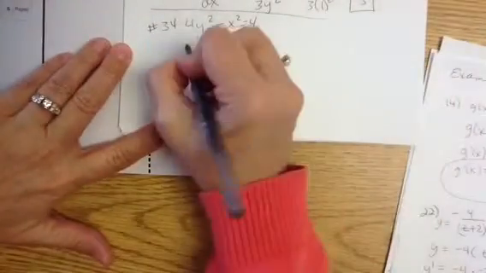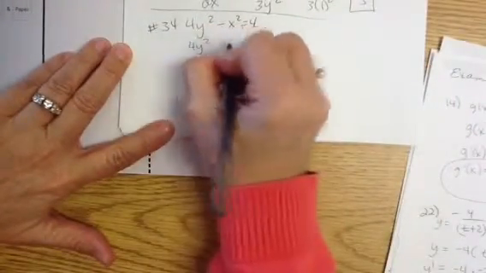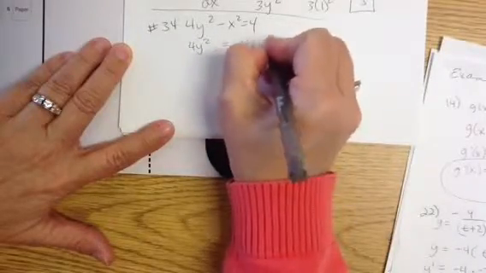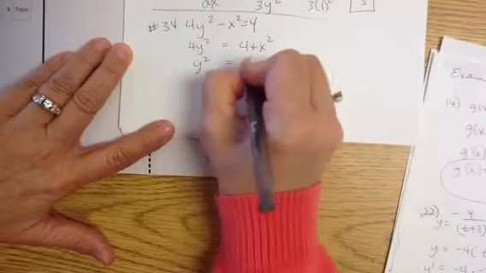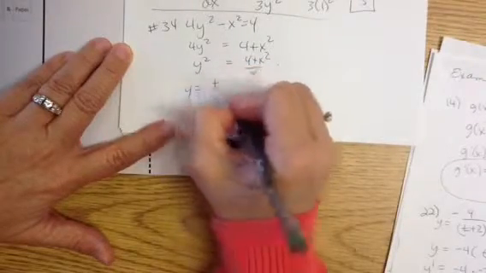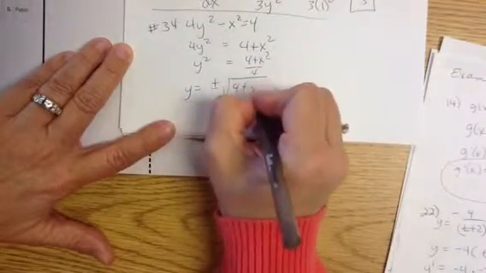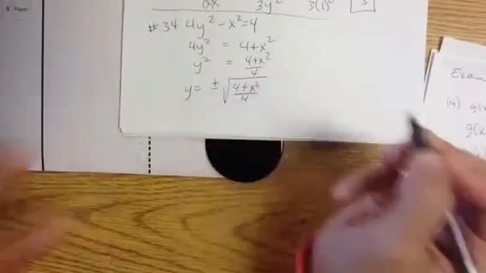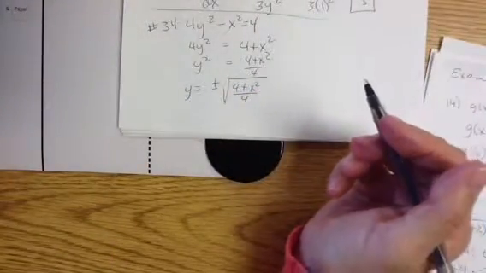In example 34, they are asking us to find the explicit functions, which means I need to solve for y. So 4y squared equals 4 plus x squared, and I'm going to divide by 4, and then I'm going to take square roots, which means plus or minus. There is my equation. Those are my two explicit functions.